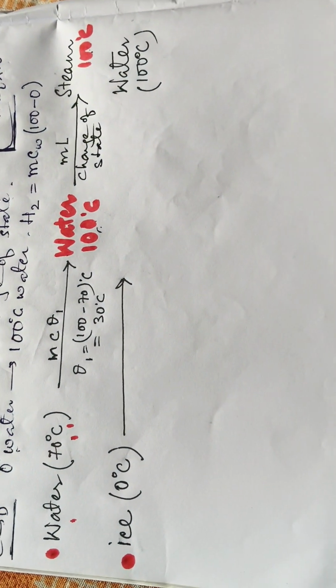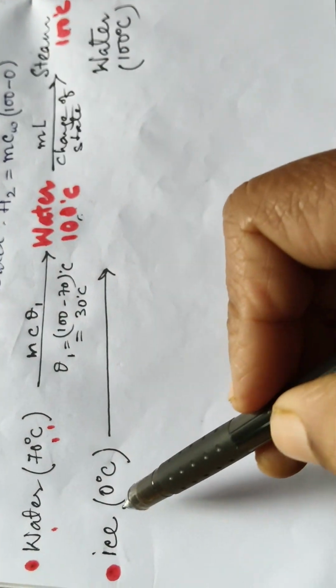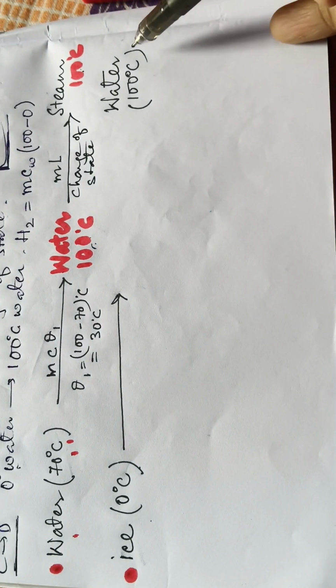Another example is here. You see, I have taken ice at 0 degree and I want to convert it into water at 100 degree.